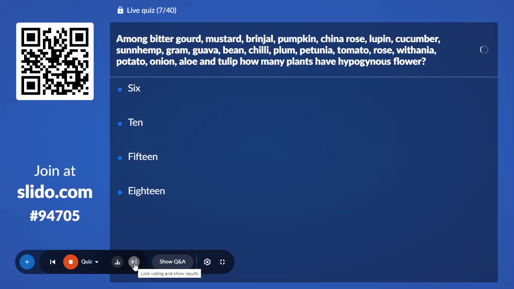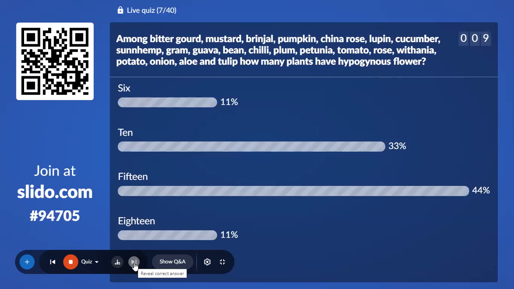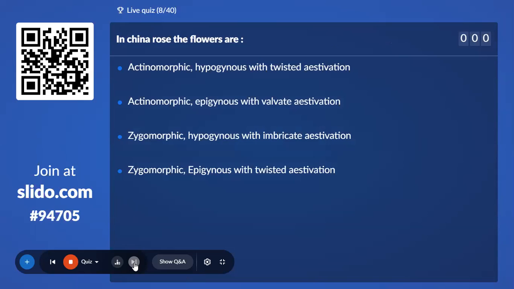6, 10, 15, 18. 44% of the students with 15, 33 with 10. We have 15 as the correct answer. Okay, among the given set of names, we have 15 plants having hypogynous flower. Eighth question on the screen.